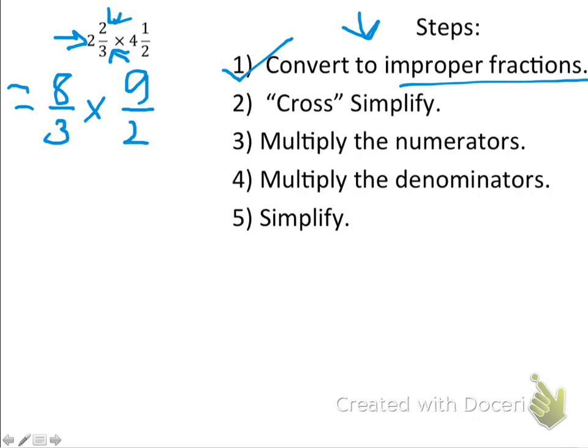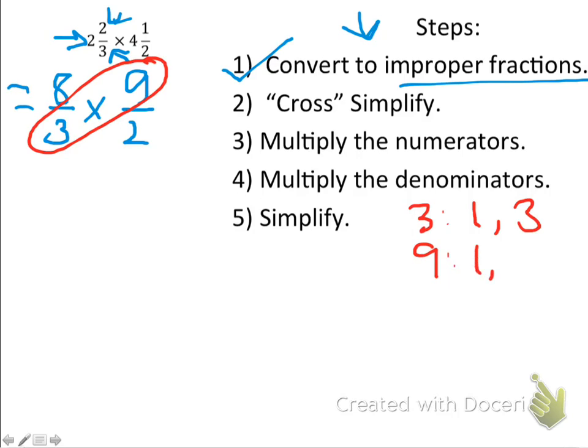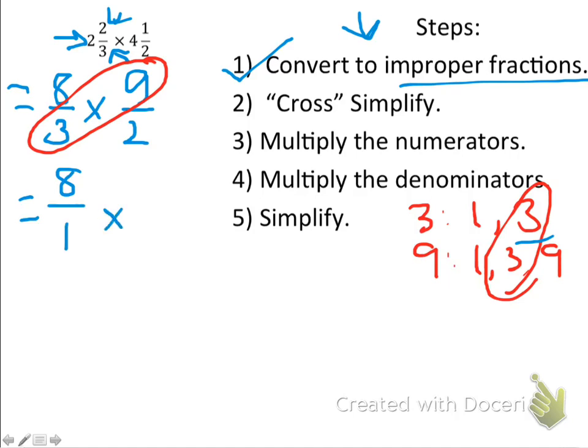Now we're going to cross simplify. So I'm going to again circle the two that we're going to look at. Let's look at those two first. The factors of 3 and 9. The factors of 3 are 1 and 3. It's prime. The factors of 9 are 1, 3, and 9. So they do have a greatest common factor of 3. So our next step is to write them out where we divide both the 9 and the 3 by their GCF of 3. So we get 8, and then 3 divided by 3 gives 1, and 9 divided by 3 is 3.